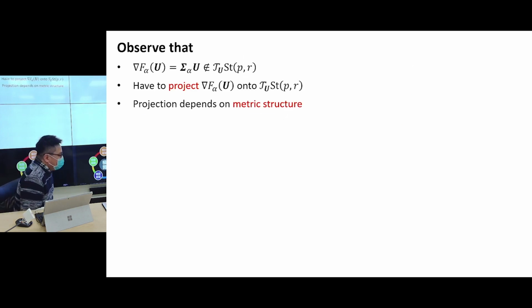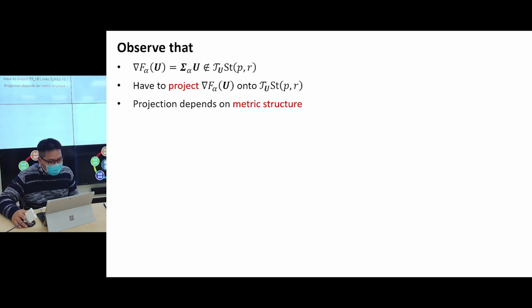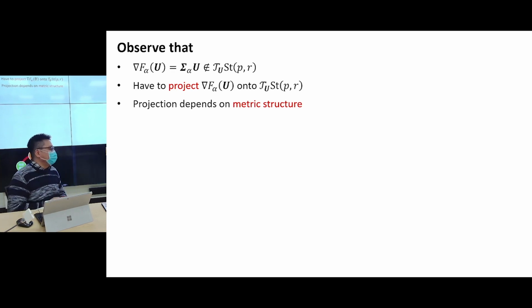So at the beginning, we observe that the gradient of f alpha is equal to sigma alpha U. And recall our f alpha is equal to 1/2 trace U transpose sigma alpha U. So the gradient is equal to sigma alpha U, but we know that sigma alpha U is not in the tangent space because we multiply U transpose on the left. It is not skew symmetric, so it is not in the tangent space.